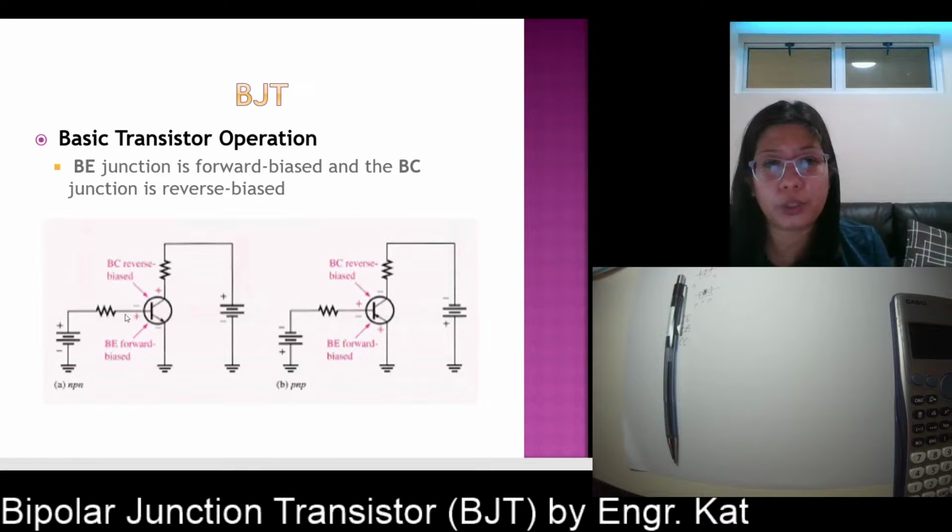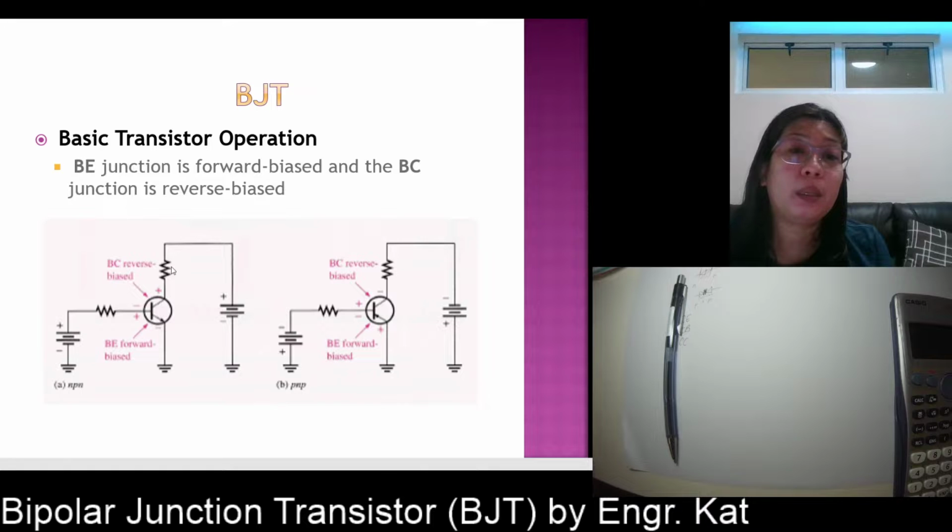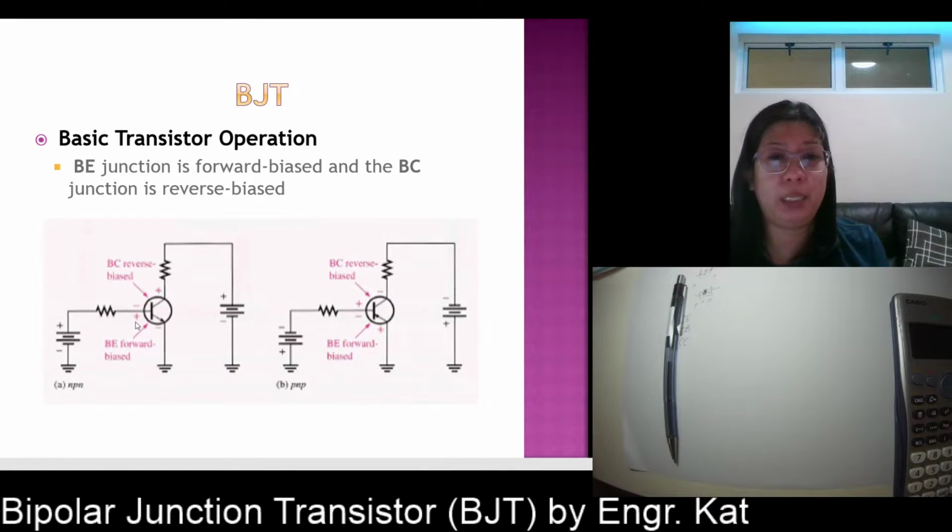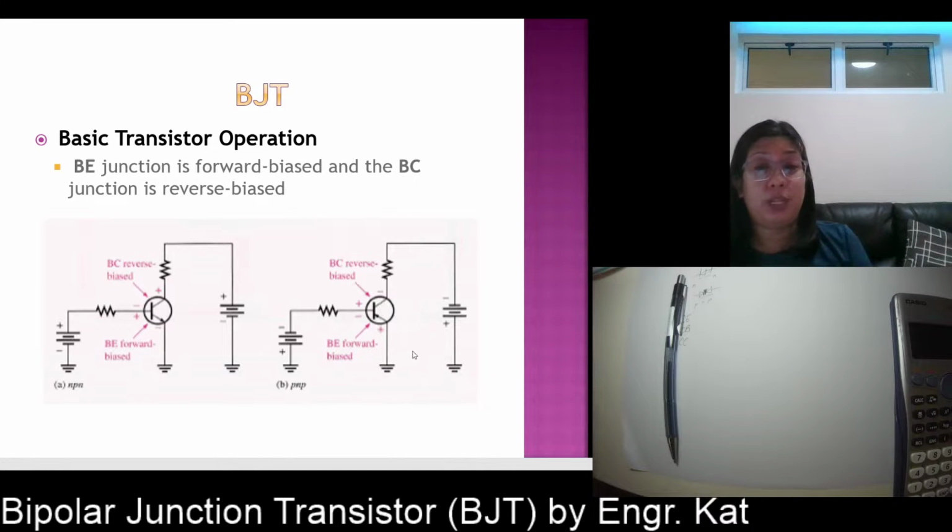So the base to collector must be reverse biased. This is the collector and this is the base. Again, this is N-type and this is P-type. So we have a positive polarity at the collector while we have a negative polarity for the base. So this is just the same with a PNP transistor. This is the symbol for a PNP transistor.